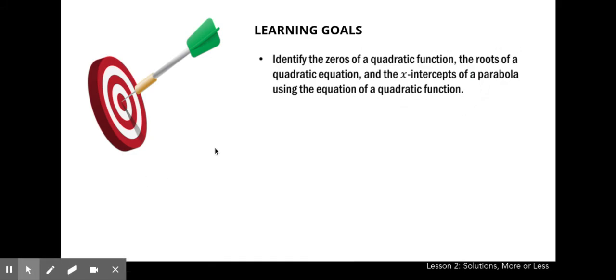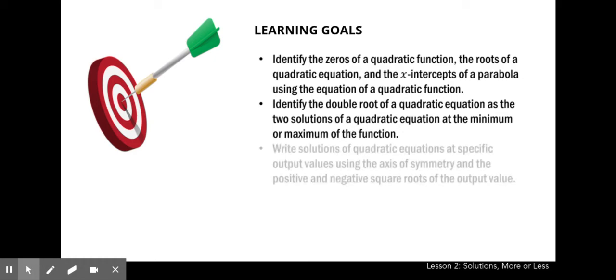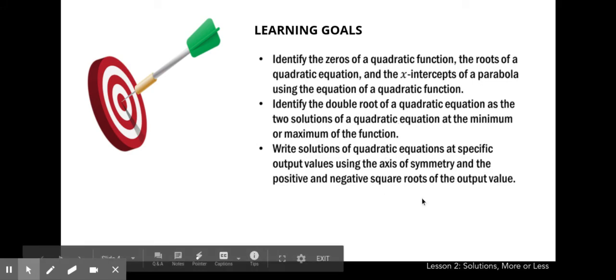All right, today our goals are to identify the zeros of a quadratic, also known often as the roots or the x-intercepts. We've talked a lot about that recently. We're going to get a little more specific. Specifically, we'll be dealing with a lot of the algebra today. We're going to identify a double root, talk about what that means in terms of a graph. And we're going to write solutions of quadratics at specific output values. We'll use the axis of symmetry in this discussion.